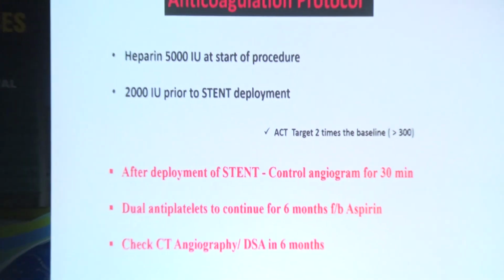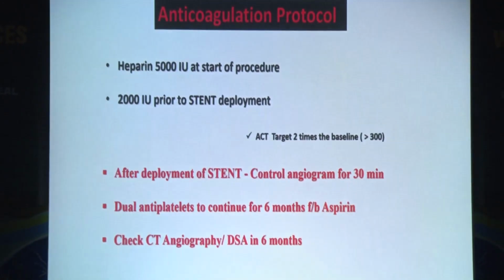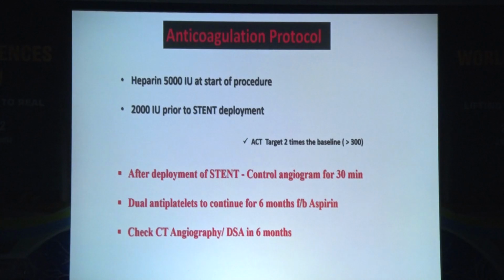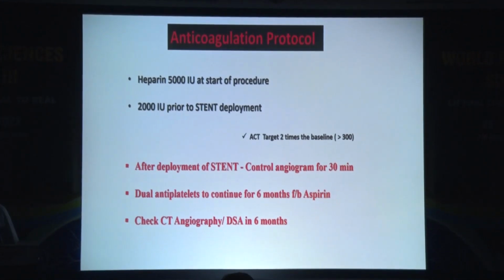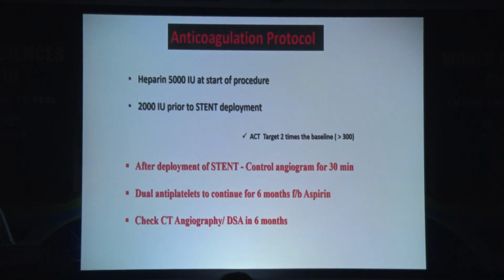And this is the anticoagulation protocol that we routinely use for carotid artery stenting. Heparin 5,000 international units is given at the start of the procedure. After that, the most important thing is that before deploying the stent and before the angioplasty, we always prefer to load the patient with 2,000 international units of heparin. Our target is to maintain the ACT level above 2 times the baseline, and preferably more than 300.